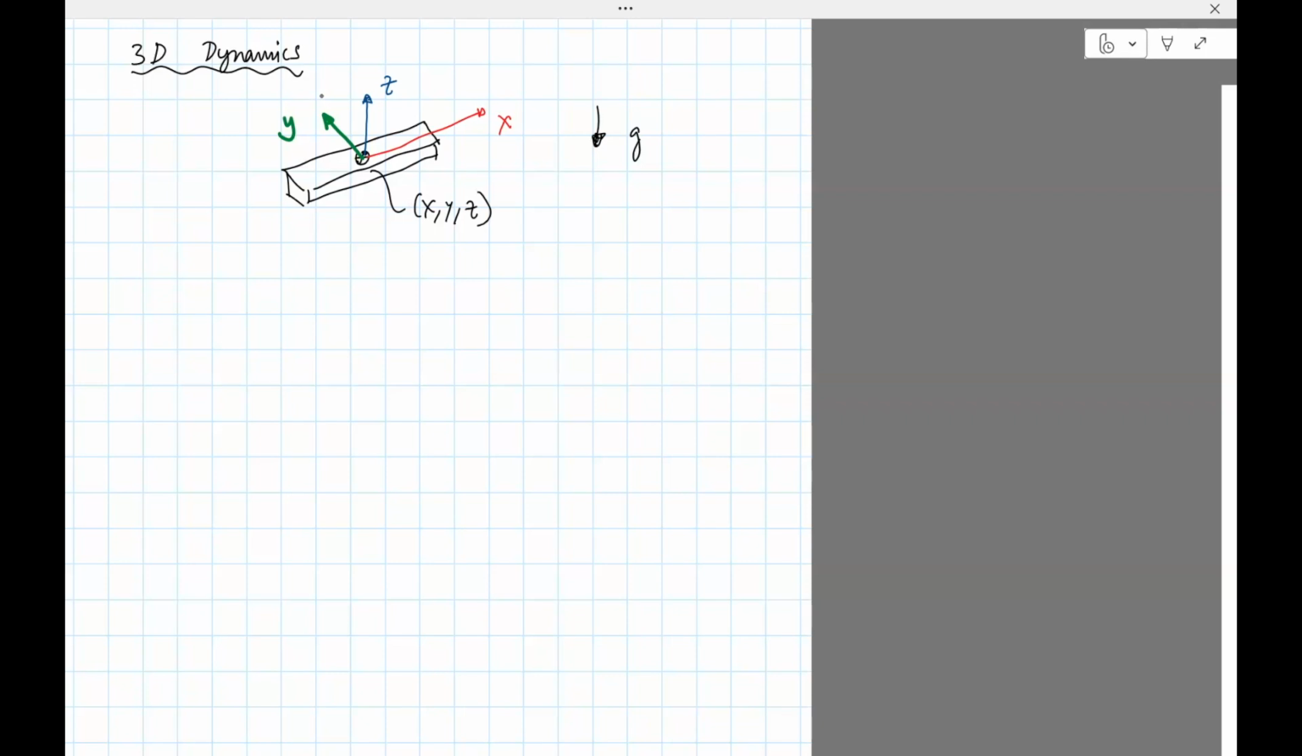What we will do is throw this object in there, and then we try and see how the object will go. So the question is: given initial condition, orientation, and linear and angular velocity.